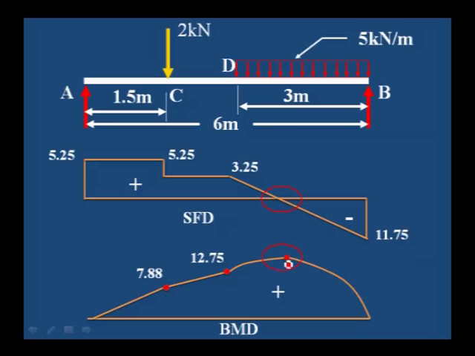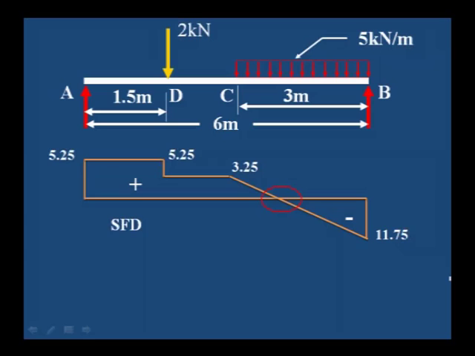Okay, this portion, when we are drawing the bending moment diagram, you can observe here A to C is an inclined line, and C to D is an inclined line. From D to B is a parabolic line, rising at this particular point, because it is where maximum bending moment occurs.